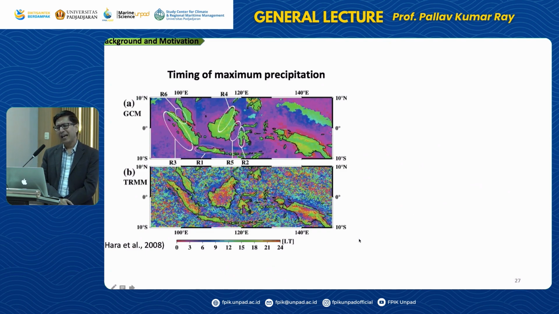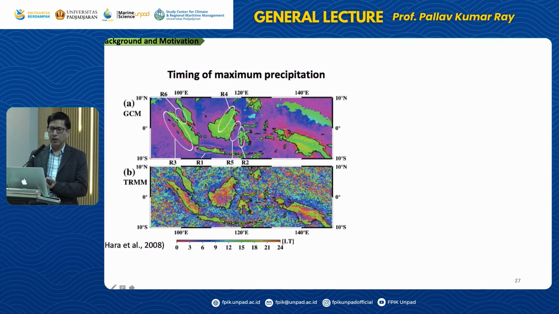So if you look at modeling results over the maritime continent, this is an example of timing of maximum precipitation. The top panel is from a model, a global circulation model or global climate model, and the bottom panel is from a satellite. Okay, so the green means early in the day, and red means later in the day. So this is like around 9 to 12 in the morning, and this is like in the afternoon and evening. So what you see in models is that it rains much, much earlier in the model, almost like 3 to 6 hours earlier than what you actually see in observation.